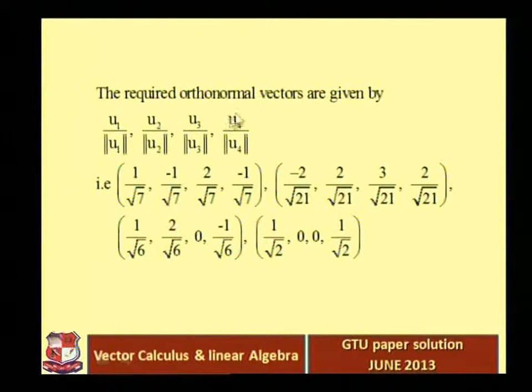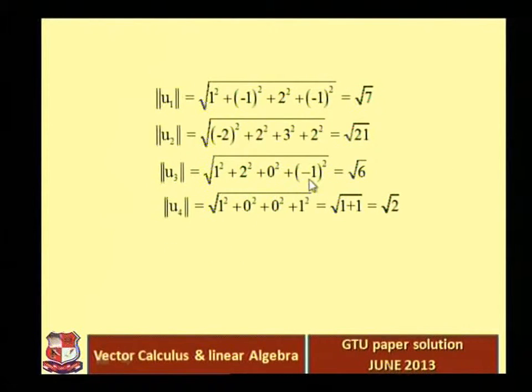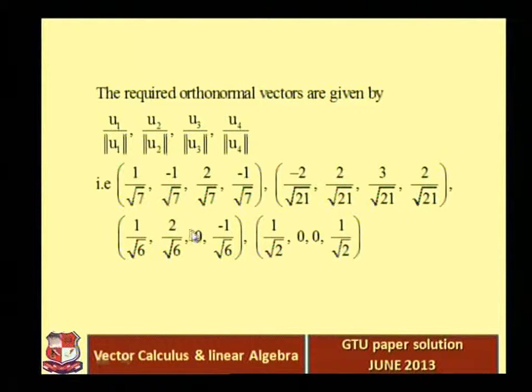u3 upon norm u3: norm u3 is root 6 and u3 is (1, 2, 0, -1). So we get 1 by root 6, 2 by root 6, 0, minus 1 by root 6. And u4 upon norm u4 is 1 by root 2, 0, 0, 1 by root 2. So in this manner we can write down u1 upon norm u1, u2 upon norm u2, u3 upon norm u3 and u4 upon norm u4. These four vectors are not just orthogonal vectors, but they are also orthonormal vectors.